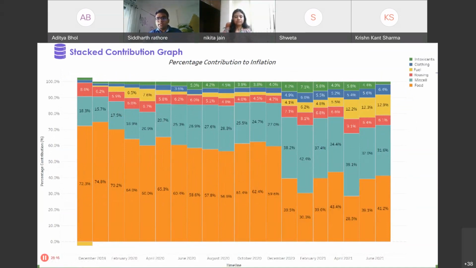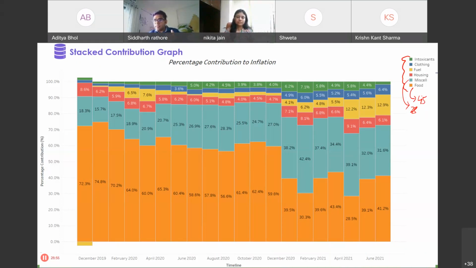Now, what we did here was that we wanted to see which factor is contributing towards inflation. We already have the weights of each of these indicators: food comprises somewhere around 45%, miscellaneous is somewhere around 28%, and we know housing, fuel, and other factors as well. So if we know how much each particular factor is contributing to inflation, the contribution has to add up to 100% across all these 6 factors.